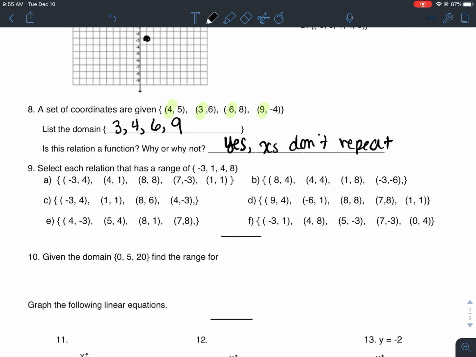Okay, so for number 9, we're going to look for the range. This is our y values. I'll use pink. Our range, which remember means y. So we're looking at all of our ranges and figuring out if it's -3, 1, 4, 8. So we're going to look at all the y values on each one of these. I'll just go ahead and highlight them first and then look at them. There's probably going to be more than one answer because they said select each.